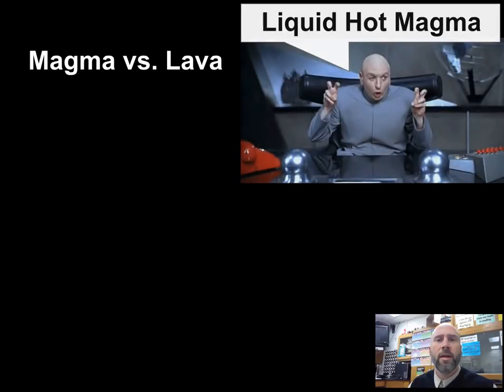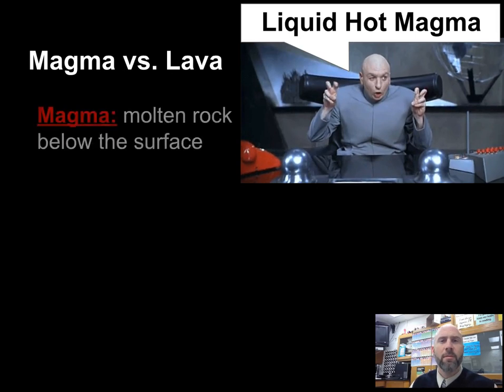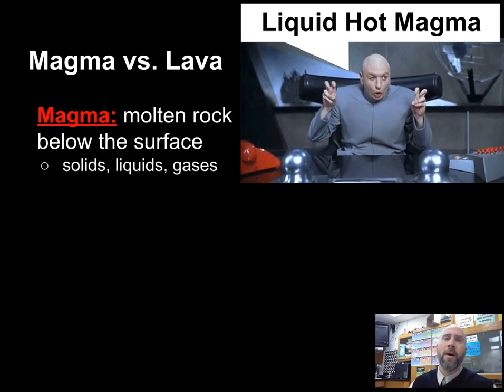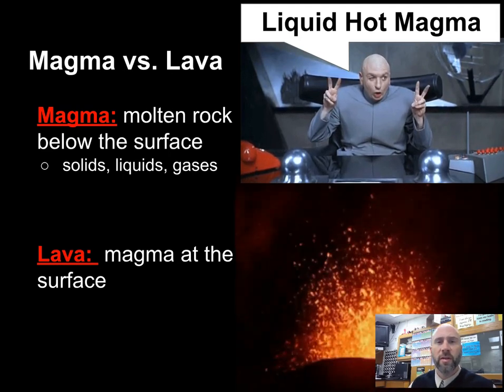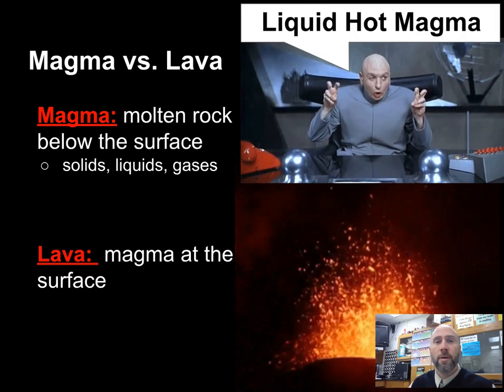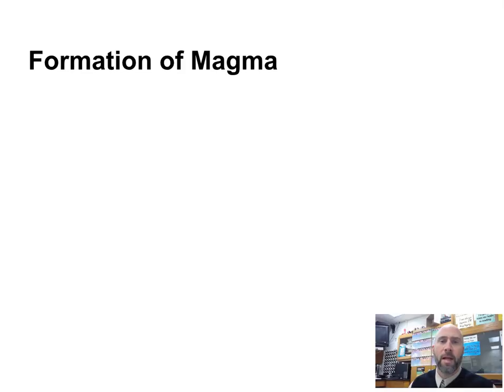Okay. First thing we need to make the distinction of is what's the difference between magma and lava. It's a very common mistake or misconception. A lot of people think they're the same thing, but they are not. Magma is molten rock that's below the surface of the earth. So it has not come to the surface, and that can be solids, liquids, or gases, and a mix of all of those things. Whereas lava is when magma has come to the surface. So really, it's just semantics as far as location where we find this stuff. But once it gets up onto the surface, like we would see in a volcano, we then refer to it as lava. So that's an important distinction.